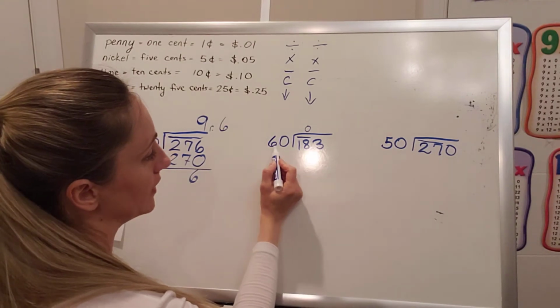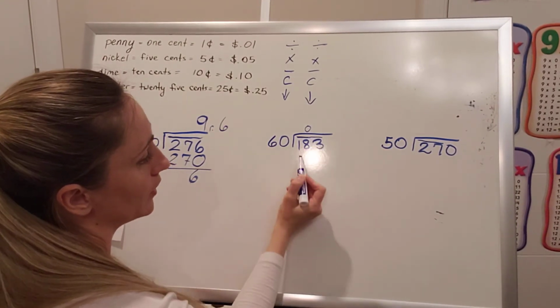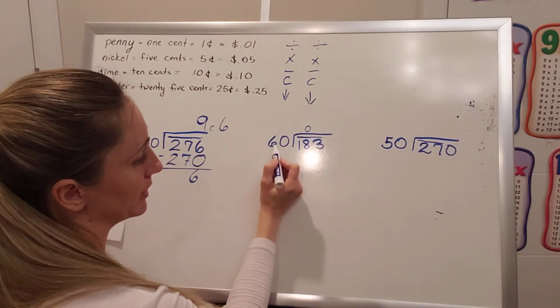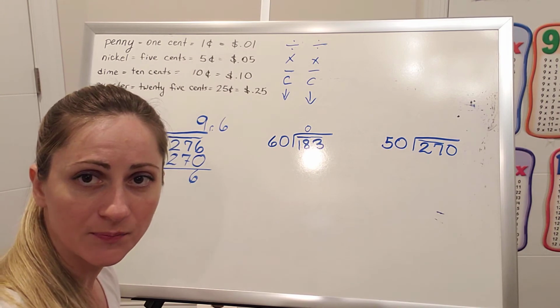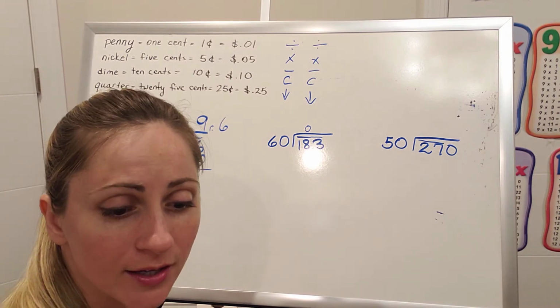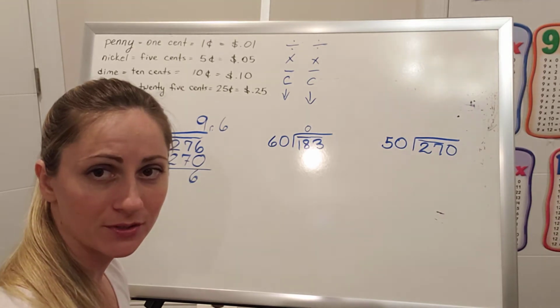So 18 divided by 60. 18 is too small. We're going to ask 3 to help. We're going to use 183 divided by 60. Your first step is to cover up the ones place. So put your finger on the 3 and the 0. What number are you dividing now?